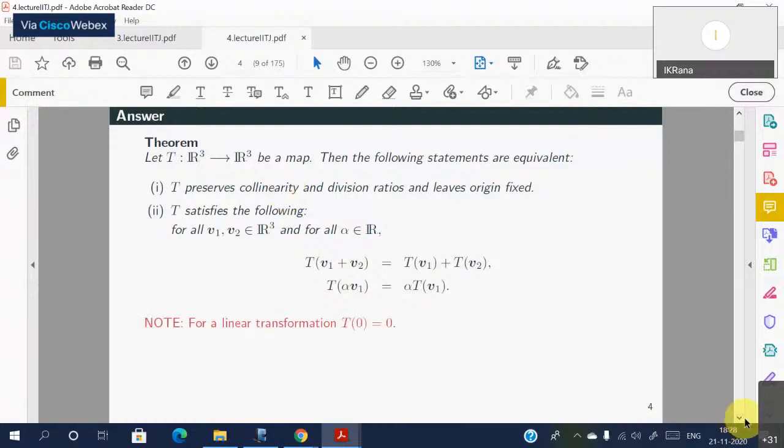For a linear transformation, T0 is equal to 0, right? Here, if alpha is 0, then T0 will be 0.